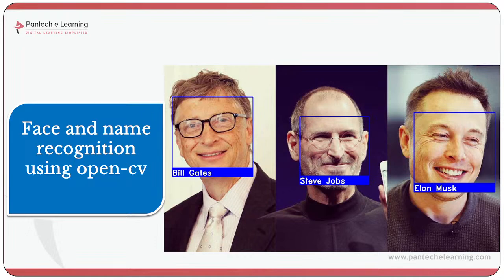As input, we are taking face images, frontal face images. In a face we have 68 landmarks. For face detection, we are using the Haar cascade classifier. As input, we are taking images of Bill Gates, Steve Jobs and Elon Musk. For face recognition and name recognition, we are using the CNN algorithm, convolutional neural network, with OpenCV.